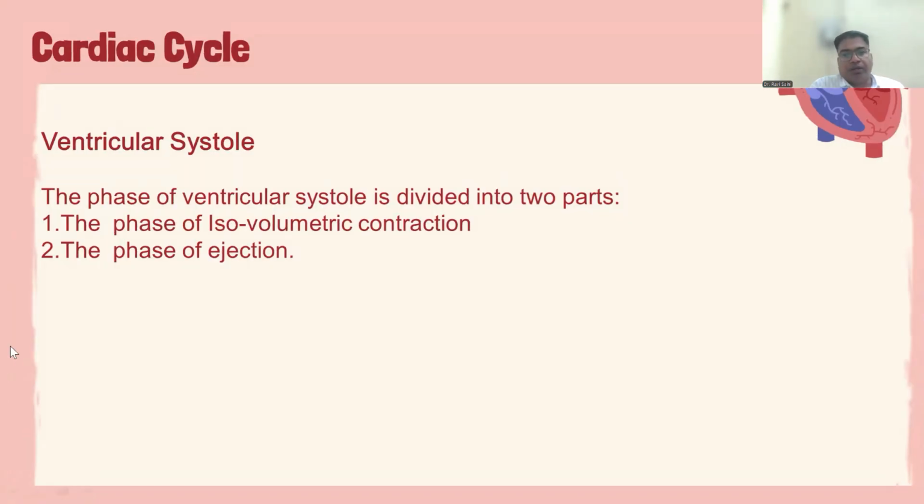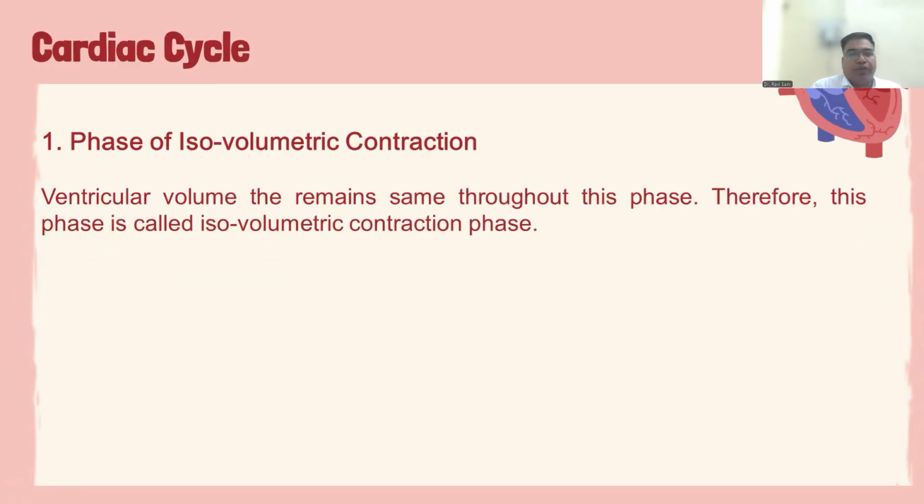Now come to the ventricular systole. The phases of ventricular systole is divided into two parts. Basically, the first one is the isovolumetric contraction and the second is the phase of ejection. Now come to the phase of isovolumetric contraction. Ventricular volume remains same throughout this phase. Therefore, this phase is called isovolumetric contraction. We are calling it isovolumetric contraction because in this phase the volume is not changing.